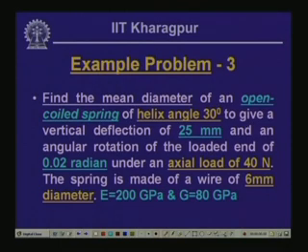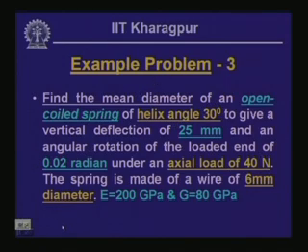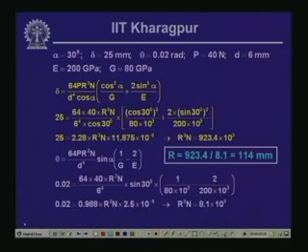Now, there is another example: find the mean diameter of an open coil spring of helix angle 30 degree to give a vertical deflection of 25 millimeter and an angular rotation of the loaded end of 0.02 radian under an axial load of 40 Newton. The spring is made of a wire of 6 millimeter diameter, and the values of E and G are given as 280 gigapascal and 80 gigapascal respectively. The alpha value is given, the deflection delta is given as 25, theta is given over here, P is equal to 40 Newton, and the value of small d is 6 millimeter. Now, you will have to find out the mean diameter capital D or the mean radius r.